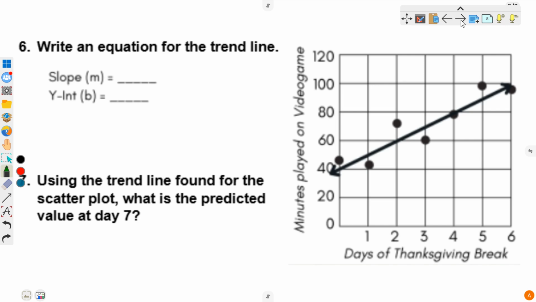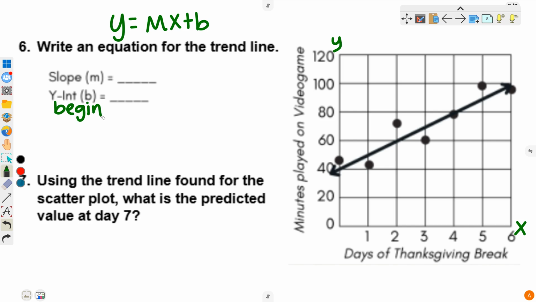All right, number 6. So now we've got to do our equation. We're going to write an equation. Remember, y equals mx plus b. I'm going to label y and x. Remember, my b is easy, right? B is our begin. Well, where does my graph begin?